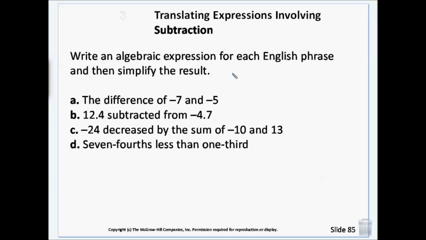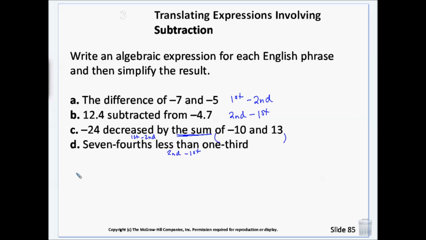Translating with subtractions, difference of is going to be first minus second. Subtracted from is going to be second minus first. Decreased by, okay, this one is going to be decreased by the sum, but decreased by normally means first minus second. But this part right here means that all of this has to go in parentheses. And then 7/4 less than tells me second minus first. So that's just the order that those words mean.